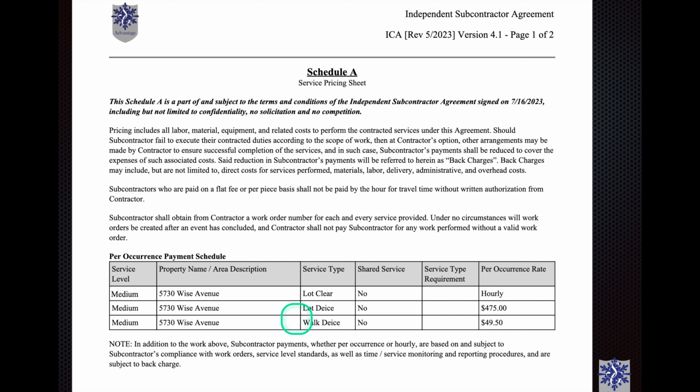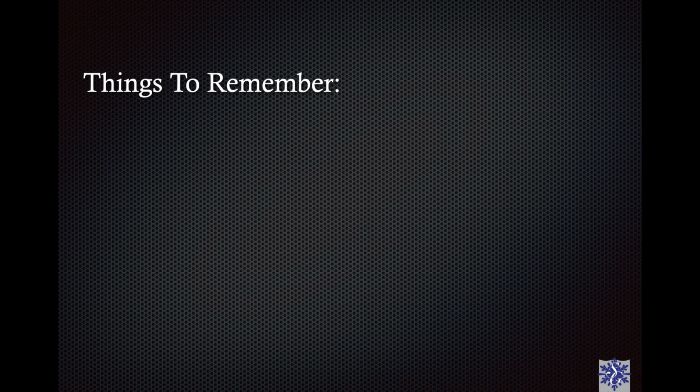So you notice that the walk clear that we had declined earlier is not on here because we declined it. So the point there being is if you decline a service, it will not show up on your Schedule A. The only services that will show up on your Schedule A are ones that you have agreed to. So that is the short and skinny of this Schedule A.